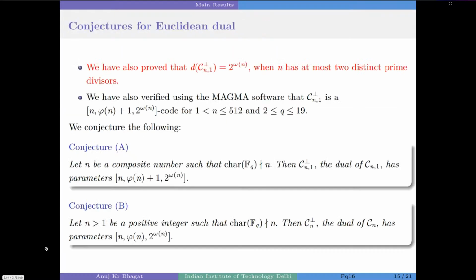Okay. Now this was the characterization of codes generated by Qn(x). I hope I have some time. Yes, 5 minutes. Okay, thank you.